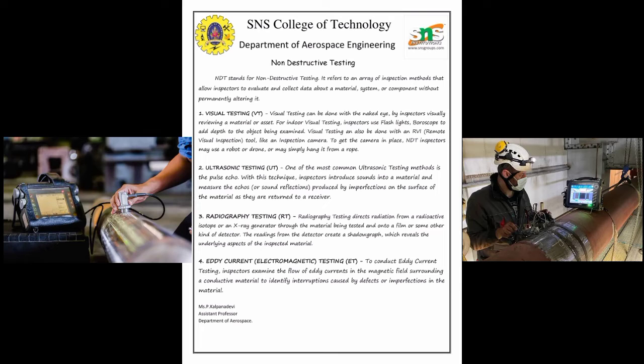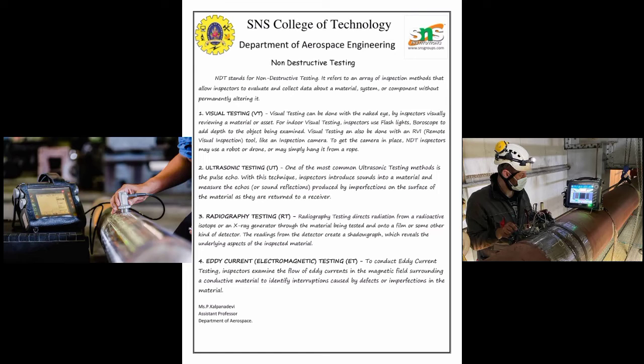Next one is magnetic particle inspection. To use magnetic particle inspection, inspectors first induce a magnetic field in a material that is highly susceptible to magnetization. After inducing a magnetic field, the surface of the material is then covered with iron particles, which reveal any interruptions in the flow of the magnetic field inside the material.